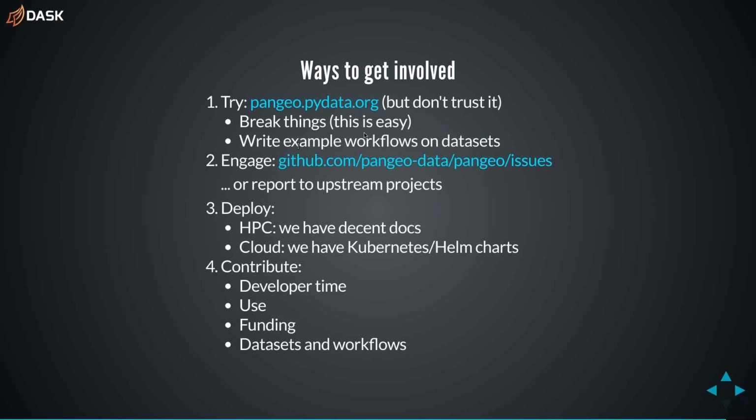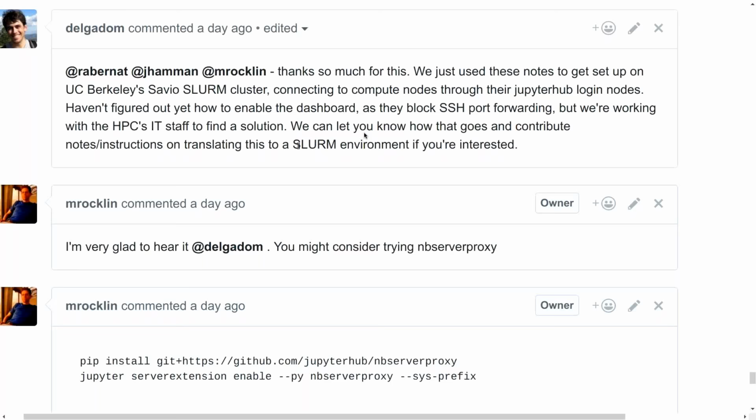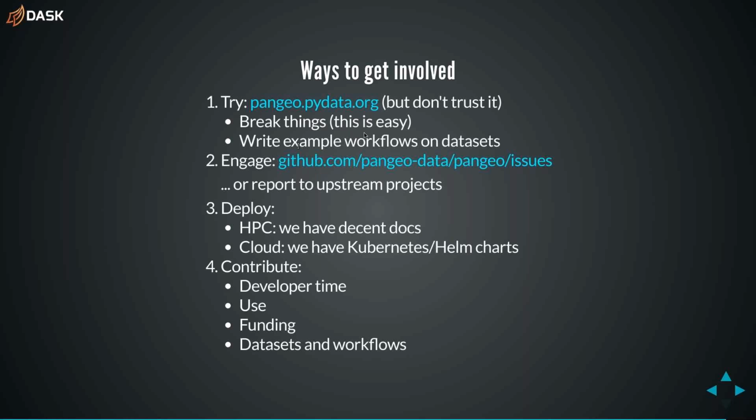Ways to get involved: you should try pangeo.pydata.org. Don't trust it. I will tear it down without notice, and it's completely insecure. So don't put anything there that's sensitive. You can engage, as this demonstrates. We're very friendly and very helpful. If you have a cluster you want to try things out on, let us know. If you want to try this on Amazon AWS, it is very easy to deploy on any Kubernetes system. Let us know. Contribute. We would love to have dev time.